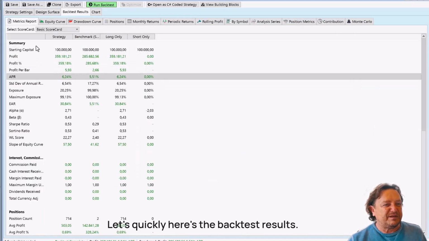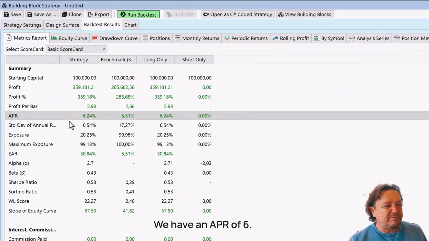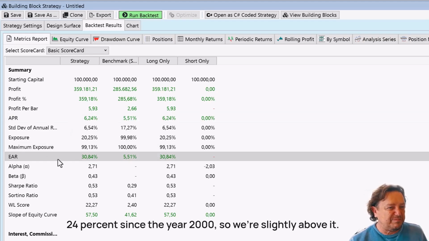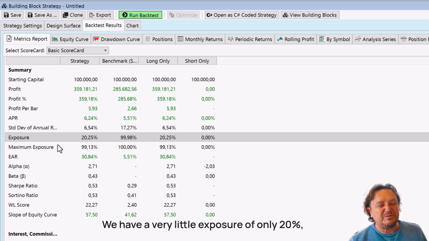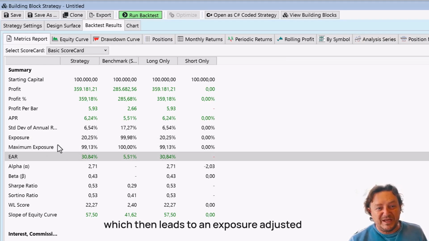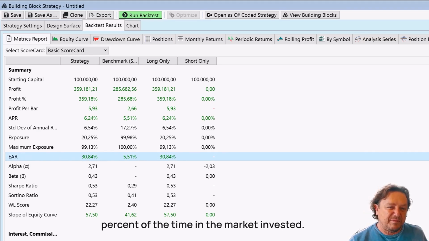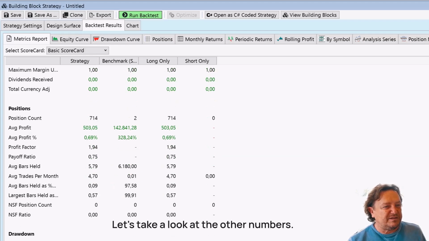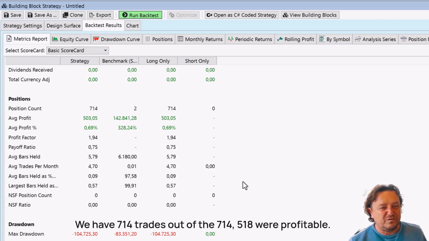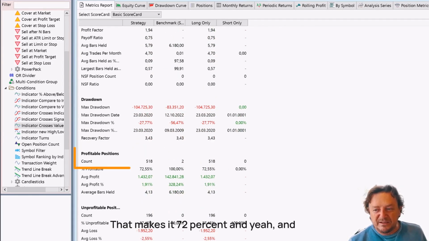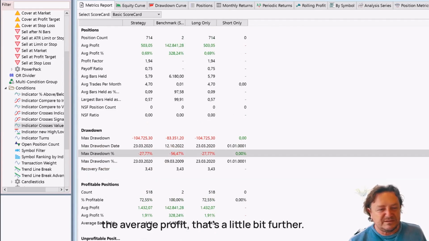Let's quickly, here's the backtest results. Let's take a look. We have an APR of 6.24% since the year 2000, so we're slightly above it. We have a very little exposure of only 20%, which then leads to an exposure adjusted return of 30%, because we're only 20% of the time in the market. Let's take a look at the other numbers. We have 714 trades. Out of these 714, 518 were profitable. That makes it 72%.